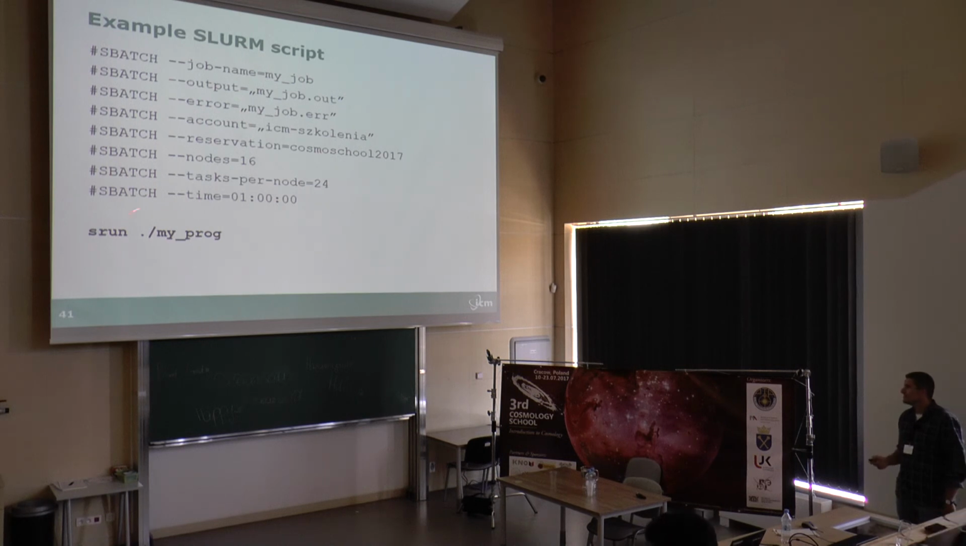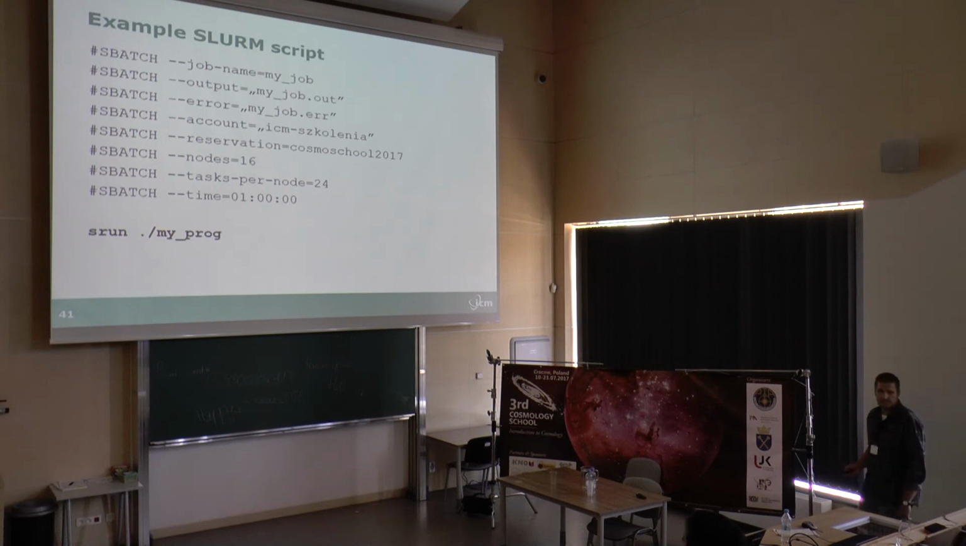And then inside the script, you can, for example, have a simple srun command, which will execute your program on 24 times 16 cores. Okay, so you want to have 16 nodes, each with 24. So you have to multiply these numbers to get the number of cores and number of processes that the srun command will run.